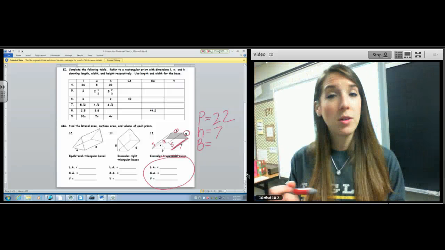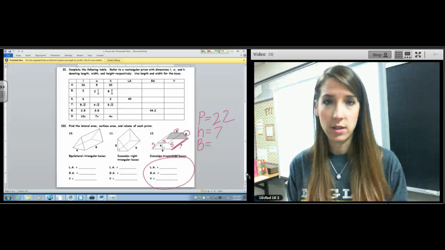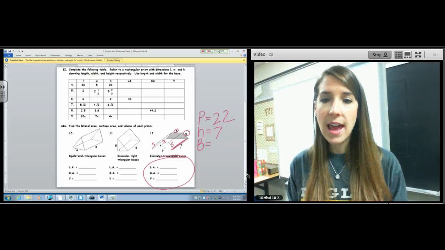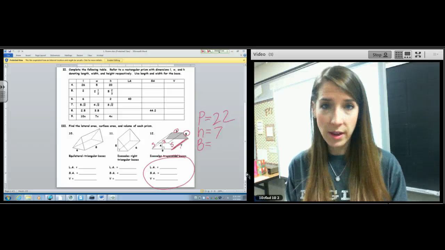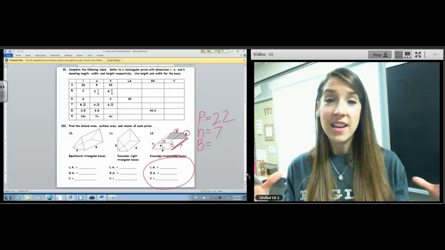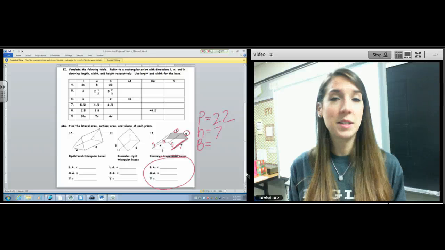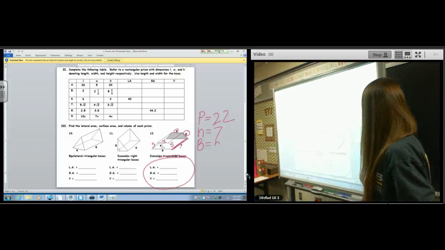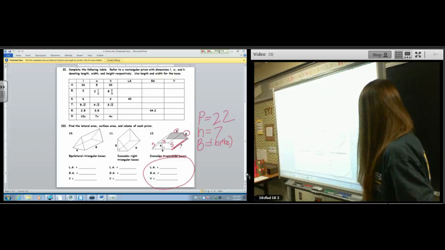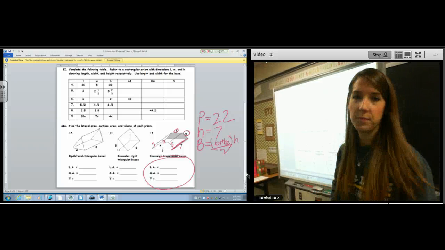And then capital B is the hardest part. Capital B stands for the area of the base. In our case, the base is a trapezoid. It's going to change. It's like a chameleon. It changes color depending on its surroundings. So right now, the base is a trapezoid. How do you find the area of a trapezoid? Well, boom. There you go.